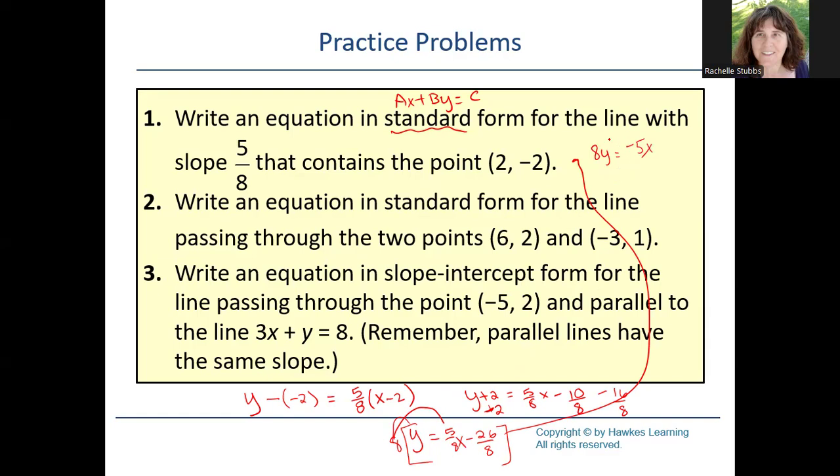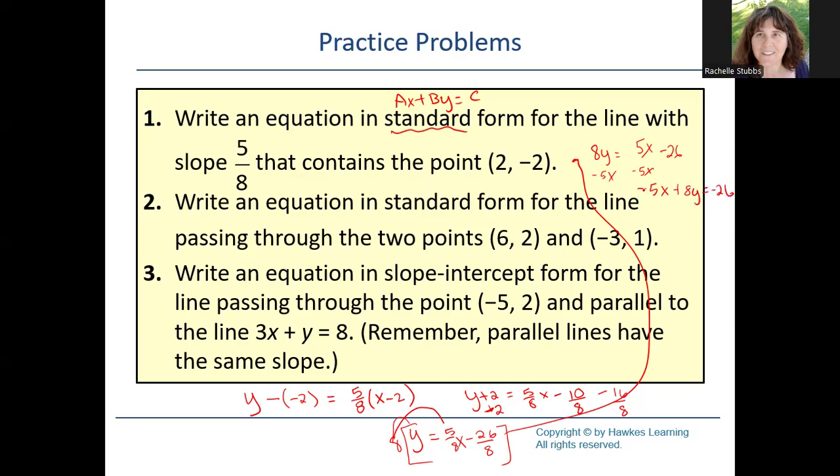And it's a positive, so I don't want that negative. Yeah, here. And 8 times -26 divided by 8 is just going to be -26. I subtract 5x from each side. I get a -5x plus 8y equals -26.